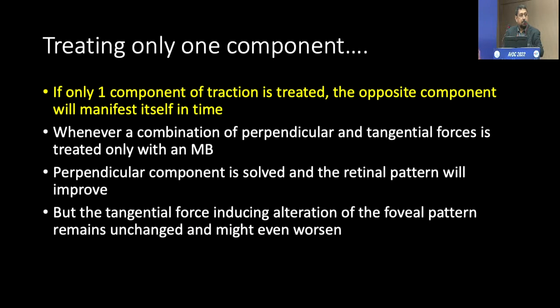This is interesting. If you have two components, that is, if you have a lamellar hole and if you have a schisis, I told you the schisis is because of perpendicular force and the lamellar hole is because of the tangential force. If you treat only the perpendicular force, if you slap in a macular buckle and you do not take care of the tangential force, it will make the lamellar hole enlarge. So that is a key concept here. Identify the type of force that produces a type of pathology and treat both of them if required.